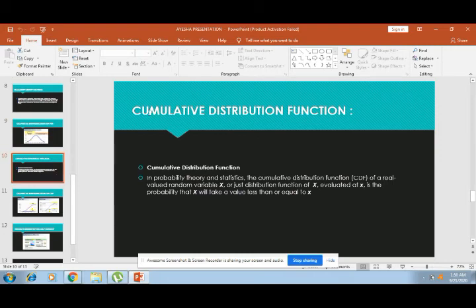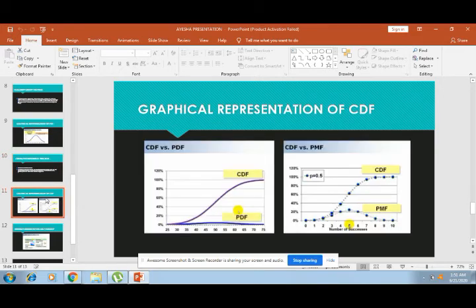Now I'm discussing what the cumulative distribution function is. Basically, it's from probability theory and statistics. The CDF is a real-valued function of x, or xyz, whatever alphabet you choose to represent your CDF. Here's a graphical representation of CDF. There are basically two graphical representations of CDF. First, CDF versus PDF, and CDF versus PMF.